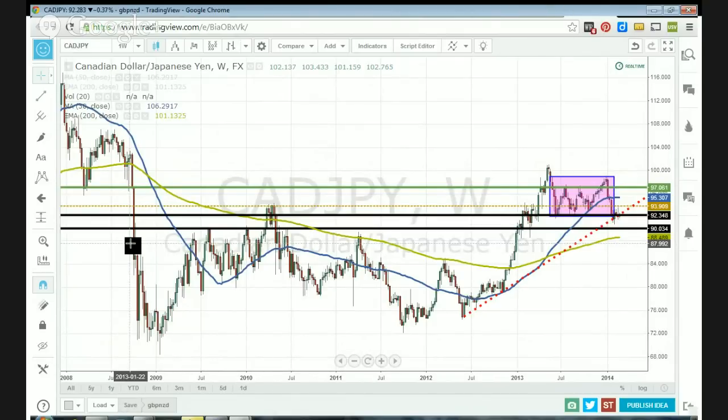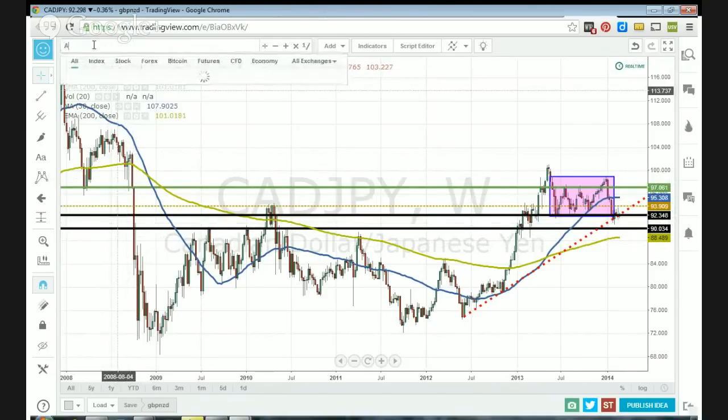I think I might like this more than the euro yen. Noting this down, maybe I'll take off my euro yen trade and put on the Canada yen trade to go long weekly. 92.34, 90.03 is the stop. Okay, so that's Canada yen.